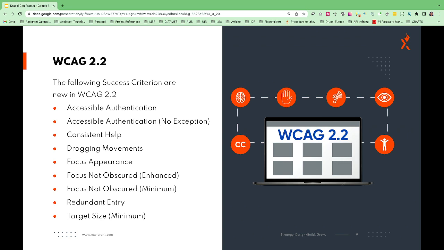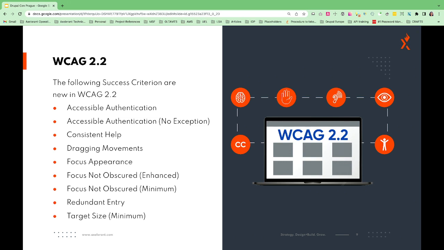2.2 is pretty interesting, but we have not even tried it. It's going to be announced by December 2022, I guess. But still, it's in the draft phase. A lot more news is yet to come for that. So far, what I have acquired, I have just shared over here. So the first one is accessible authentication.